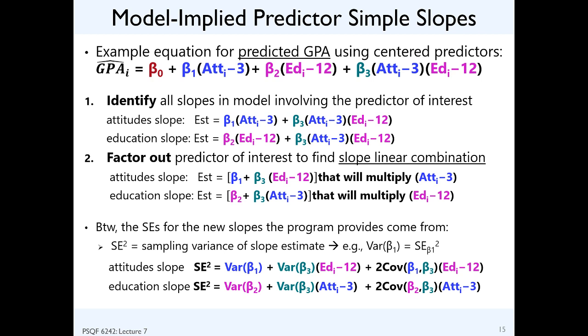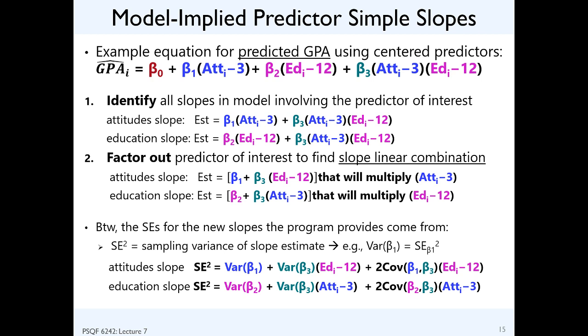It's a linear combination. Likewise, if I wanted to do the same thing for education, take education out of here and out of here, stick it behind them, this is my new linear combination. The slope of education is only beta 2 by itself if attitudes is 3, because then that drops. If attitudes is 4, it's beta 2 plus beta 3. If attitudes is 5, it's beta 2 plus 2 times beta 3. Right?